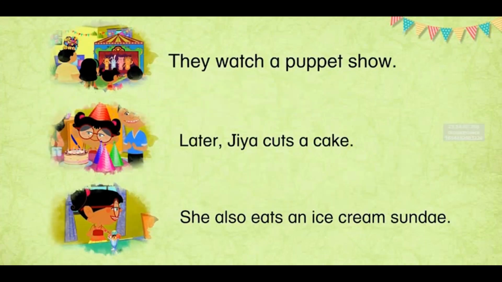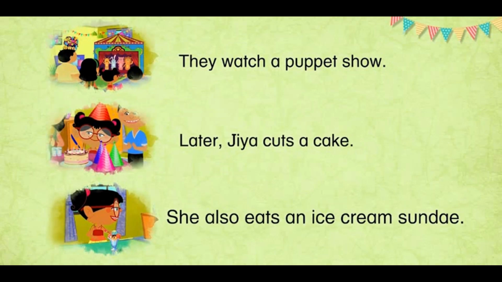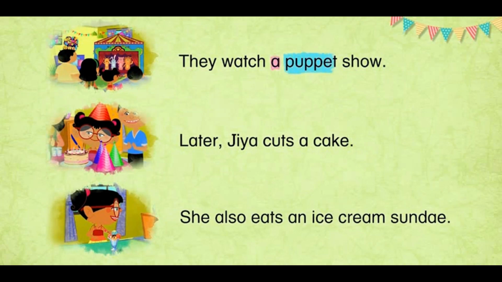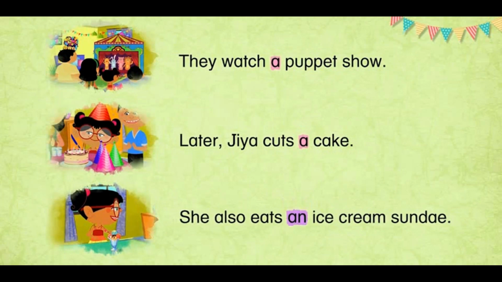They watch a puppet show. Later, Gia cuts a cake. She also eats an ice cream sundae. A puppet, a cake, an ice cream. The words a and an are called articles. When do we use them?